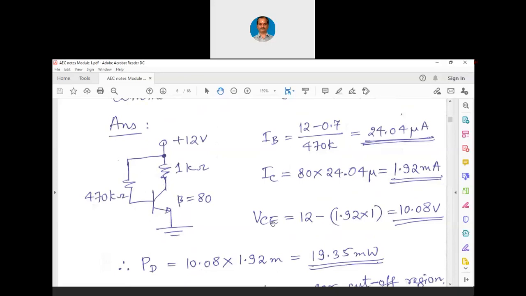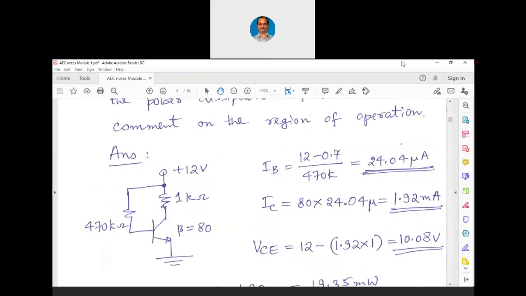Now power dissipation is VCE into IC, that is 10.08 into 1.92 milli. Voltage across the transistor is 10.08 volts. Current through the transistor is 1.92 milliampere. So it is 19.35 milliwatt.